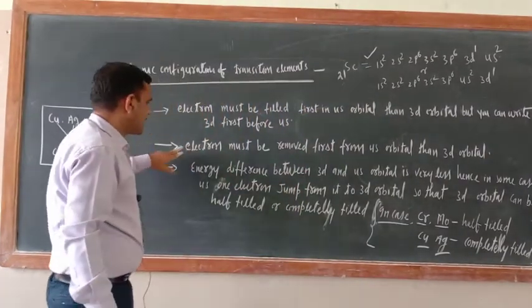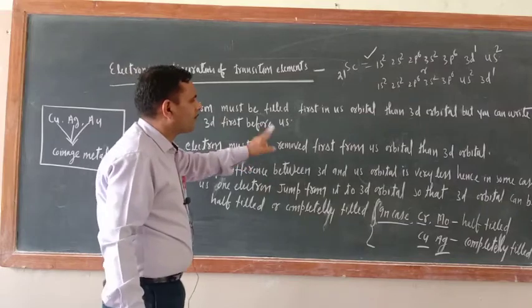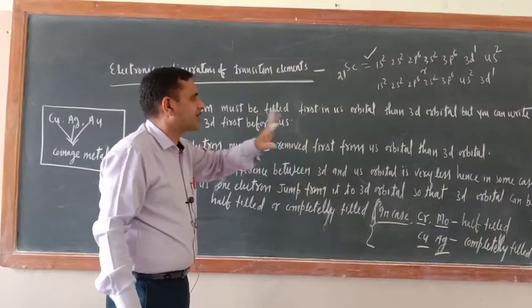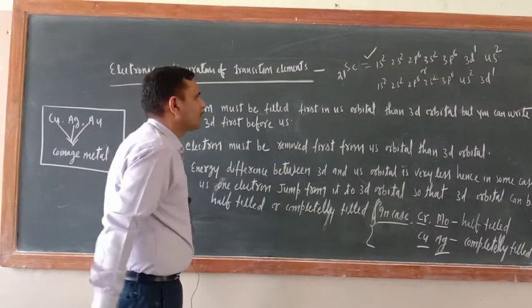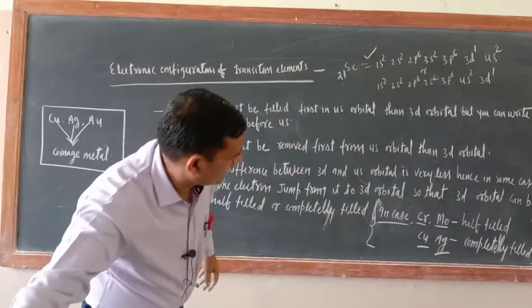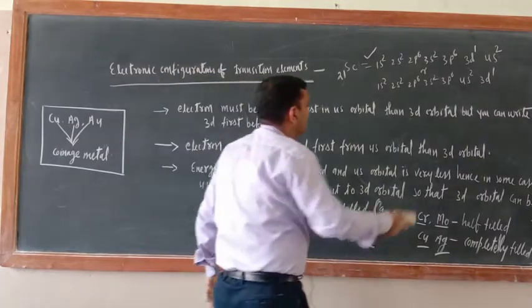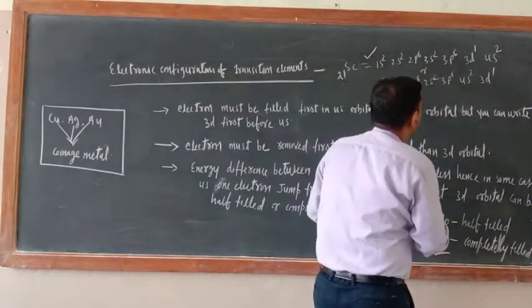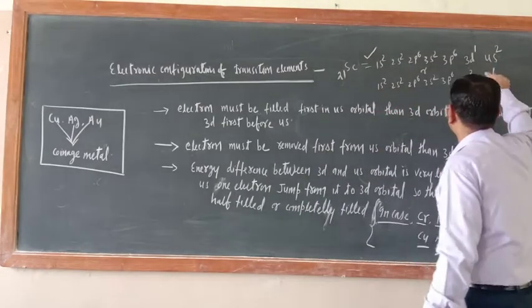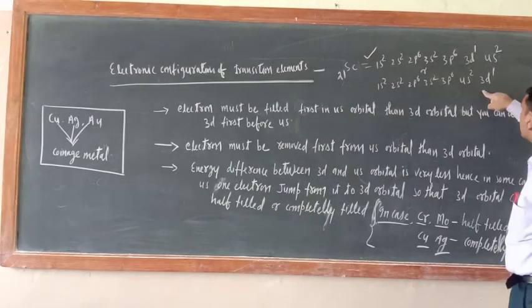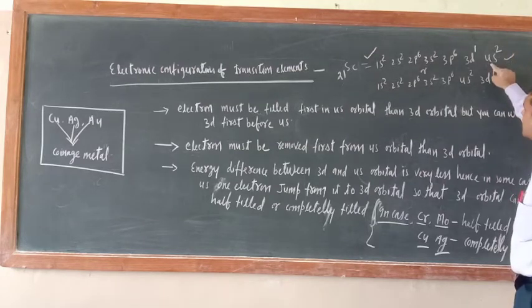Second point is electron must be removed first from 4s orbital, then 3d. Now suppose I have written like that, and you want to remove the electron. From where will you remove the electron? Always remember, let it be written like that or like that, electron must be removed from 4s only first.